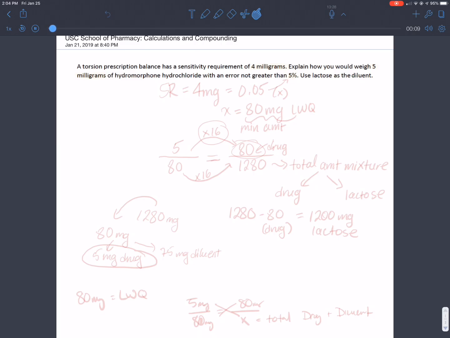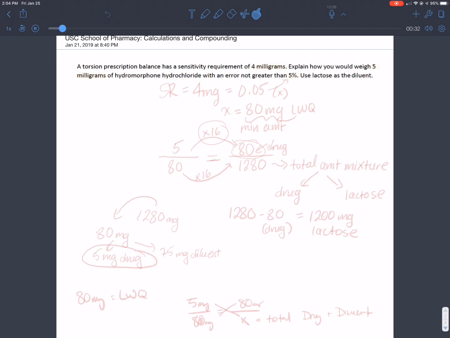So we're going to start off with a couple of problems on the Aliquot method. And we're going to start with this problem, so I'm just going to go ahead and read it. A torsion prescription balance has a sensitivity requirement of 4 milligrams. Explain how you would weigh 5 milligrams of hydromorphone hydrochloride with an error not greater than 5%. Use lactose as the diluent.